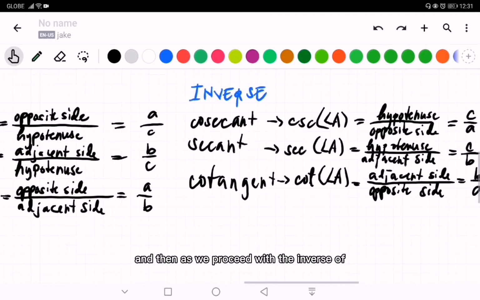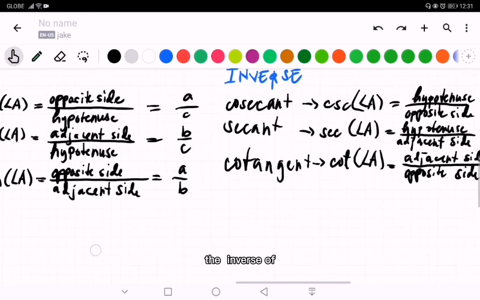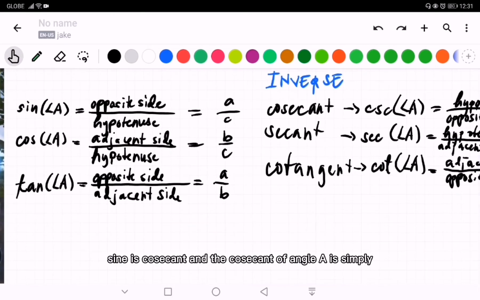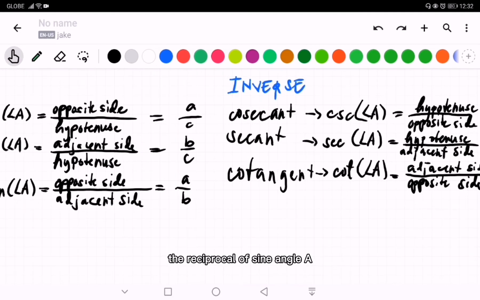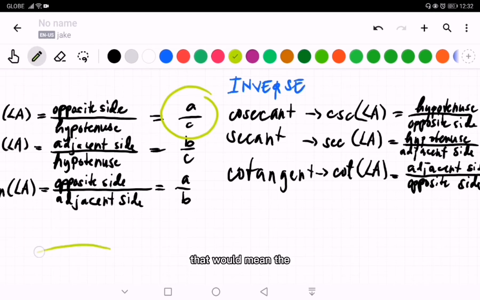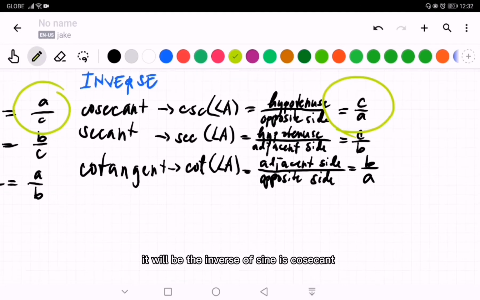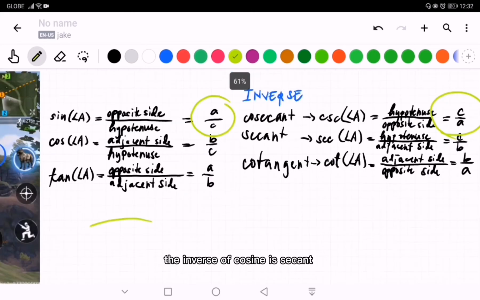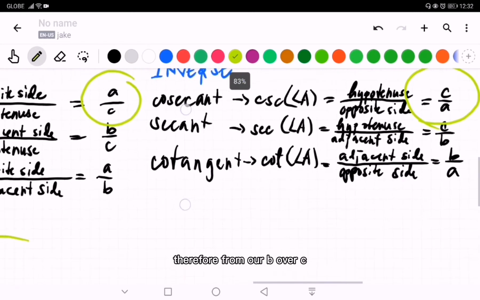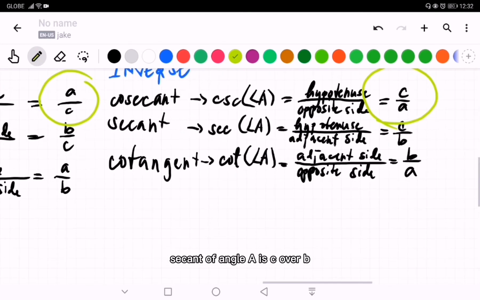And then as we proceed with the inverse of the trigonometric functions, the inverse of sine is cosecant, and the cosecant of angle A is simply the reciprocal of sine angle A. So if we are going to take the reciprocal of A over C, that would mean the ratio for cosecant of angle A. I repeat, the inverse of sine is cosecant, and then we have the inverse of cosine is secant. Therefore, from our B over C, secant of angle A is C over B.